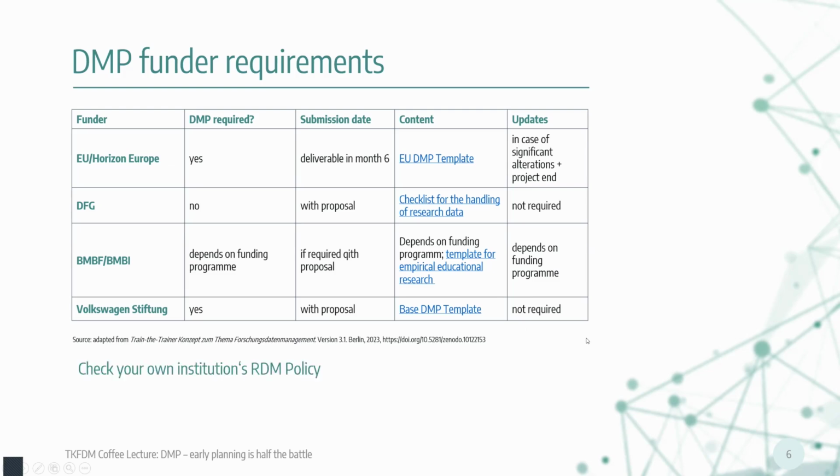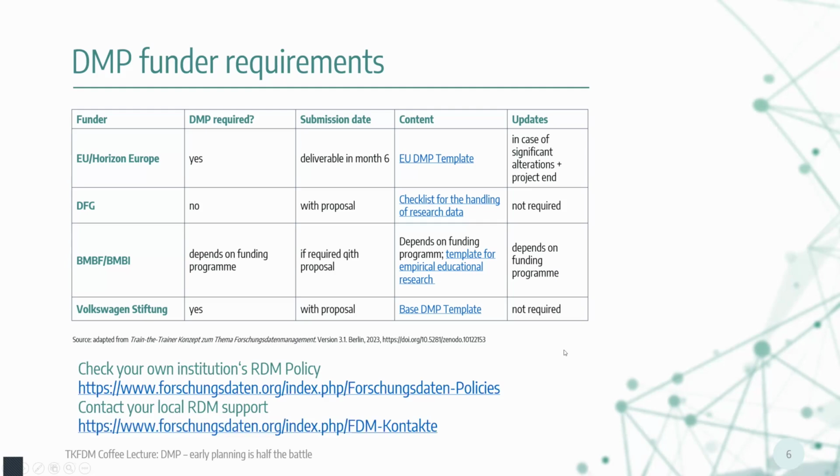Now, if you want to check your own institution's RDM policies, there is the site forschungsdaten.org who have an overview of research data policies that exist in Germany and at German institutions, and also an overview of local RDM support points where you can check whether your own institution does have one of those and where you can contact them. If you have any further questions on any of this, obviously I cannot go into too much detail today, since this is only half an hour worth of time that we have today.